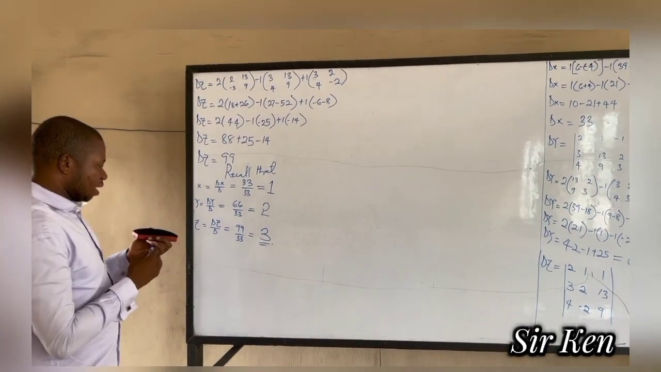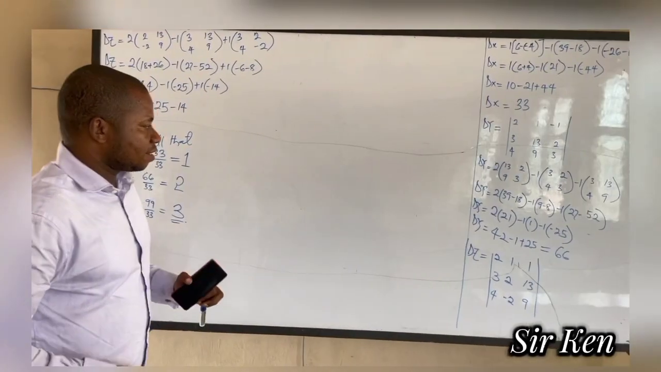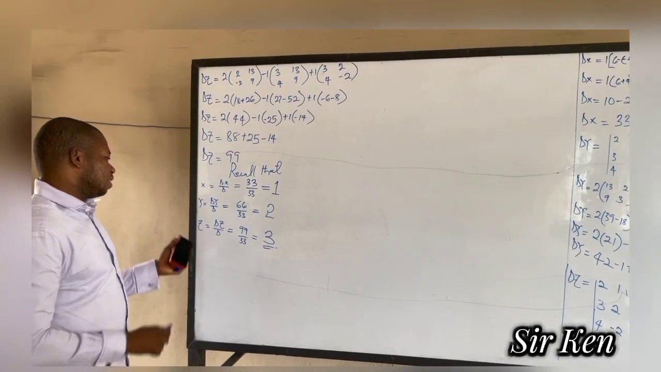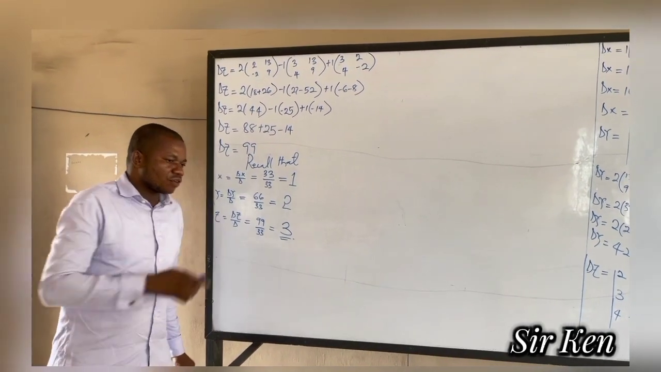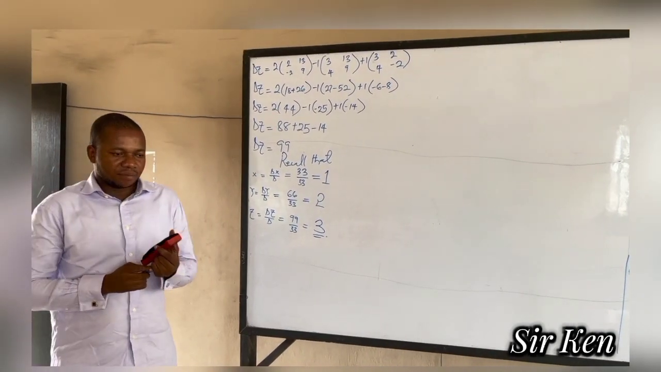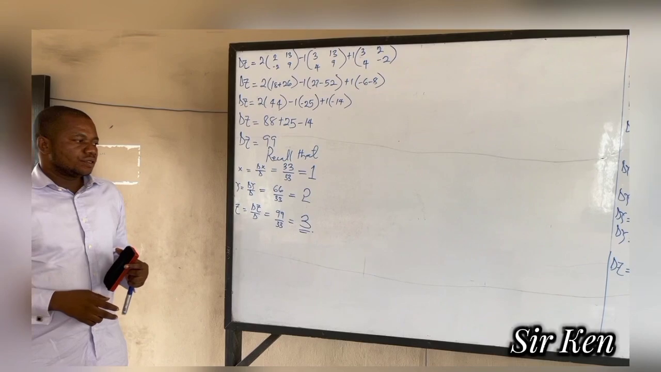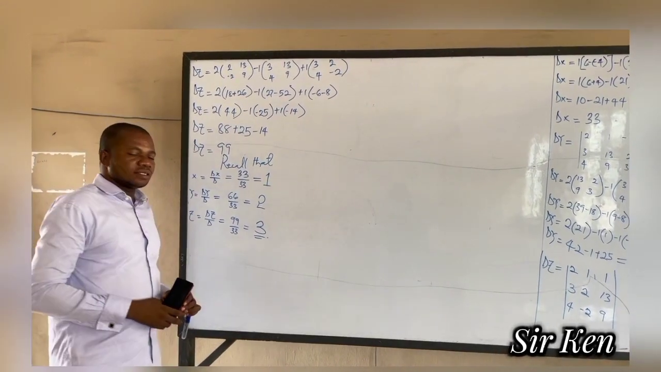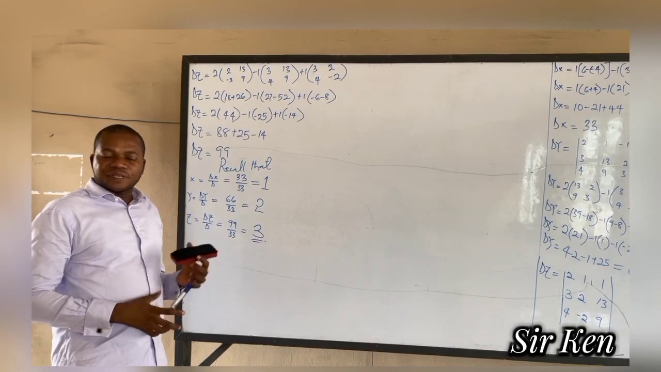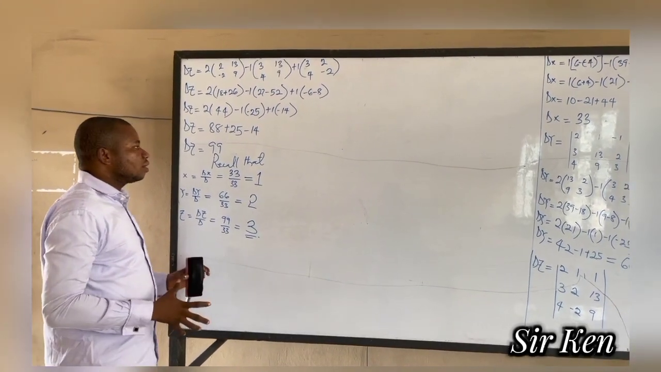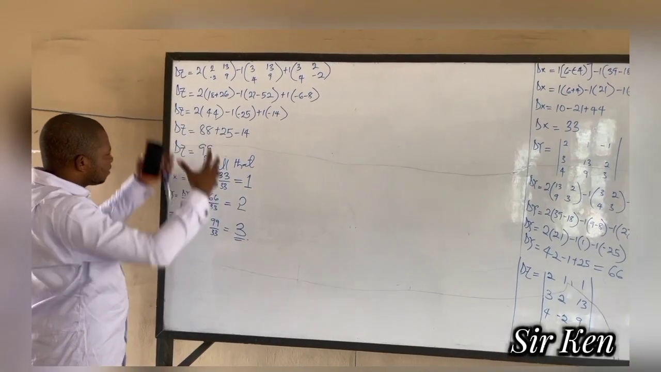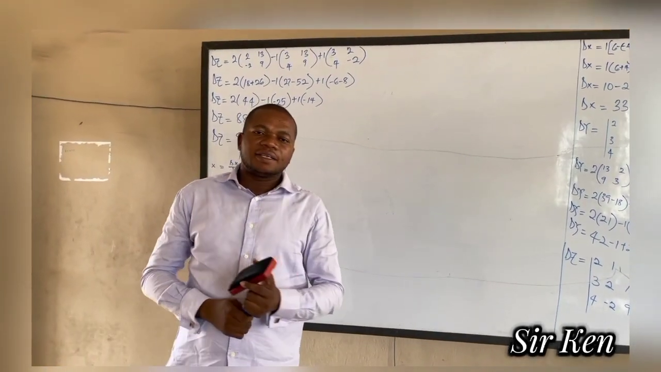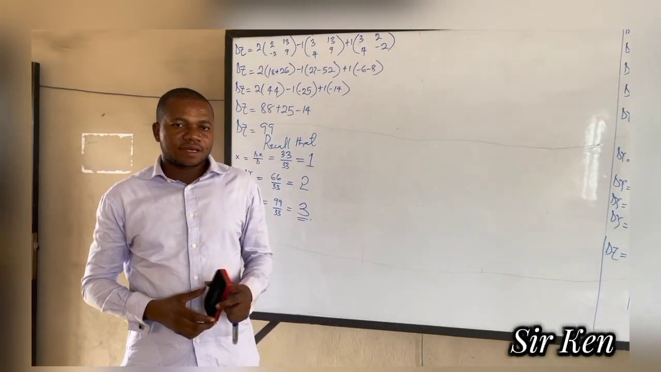So I want to believe that this is explanatory enough. This is how we resolve a linear system of simultaneous equations using Cramer's rule. So each time you apply this method, you will always fall back at the right answer.